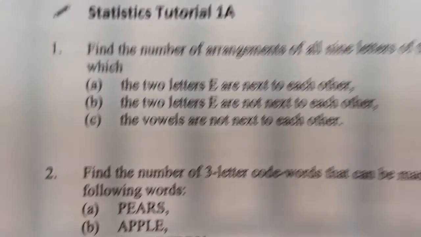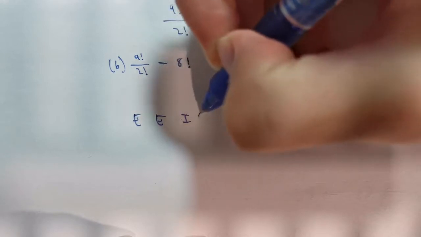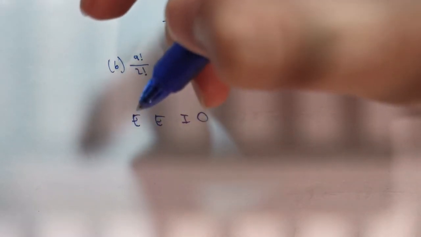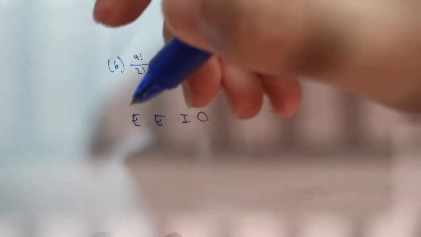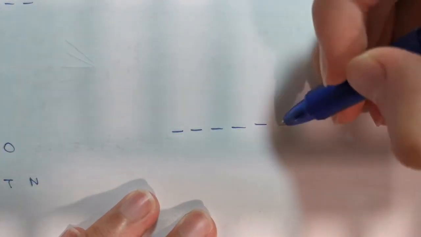Then question C asks, what if the vowels are not next to each other? So first we identify all the vowels. The vowels are E, I, and O. And the consonants are S, L, C, T, and N. So you're supposed to fit the vowels and consonants into a 9-letter word.